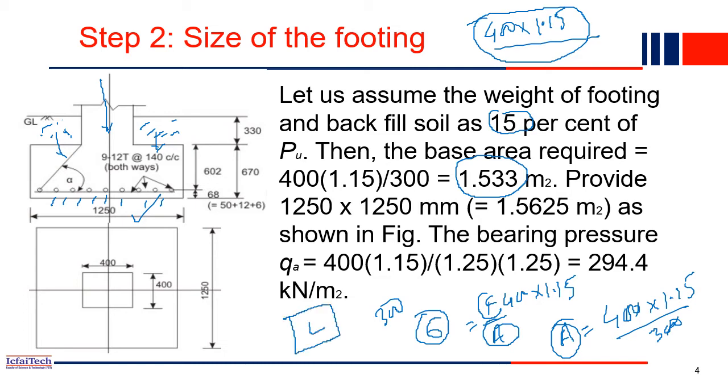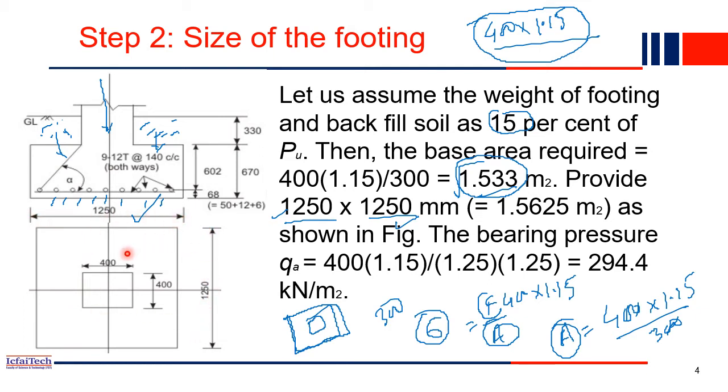So you have the column at the center, 400 by 400, and the total area is basically 1.15 meter square minimum required. So we are providing a square footing, right? Square means we are providing 1250 by 1250. If you take the square root of this value, you will get something like 1250 by 1250 area we are providing. Now in this figure you can see the plan view. We have provided length 1250, width also 1250.